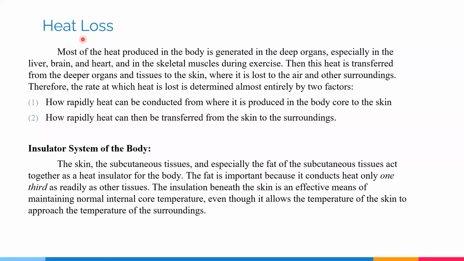Next, we move on to heat loss in the body. Most of the heat produced in the body is generated in the deep organs, especially in the liver, brain, heart, and various skeletal muscles during exercise. Then this heat is transferred from the deeper organs and tissues to the skin, where it is lost to the air and the surroundings.